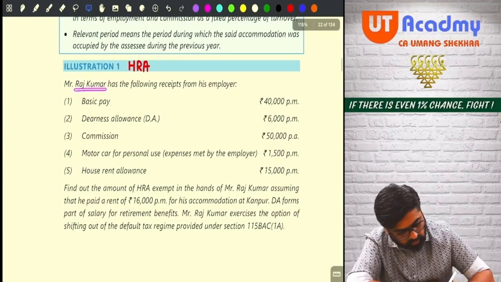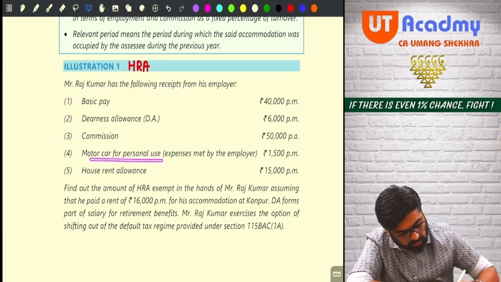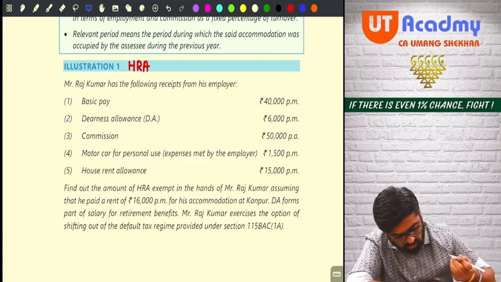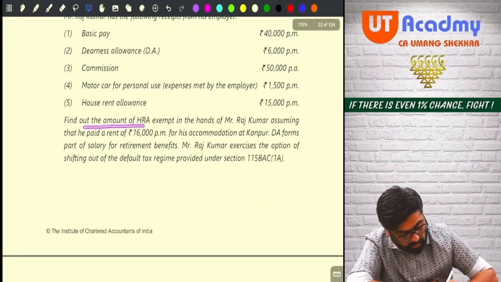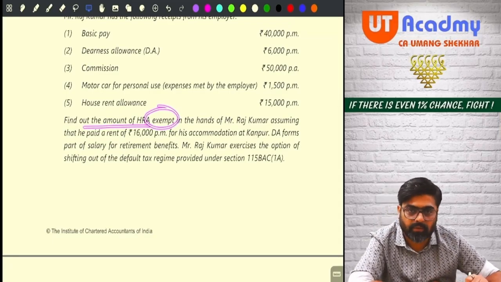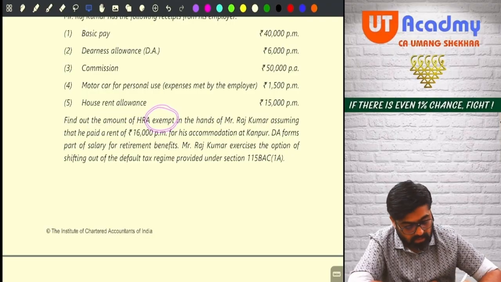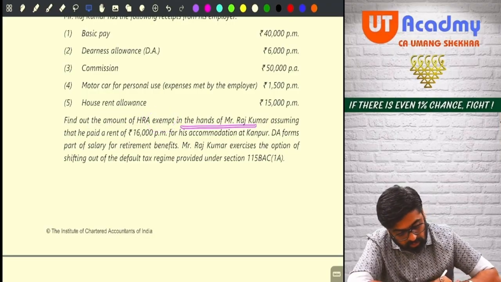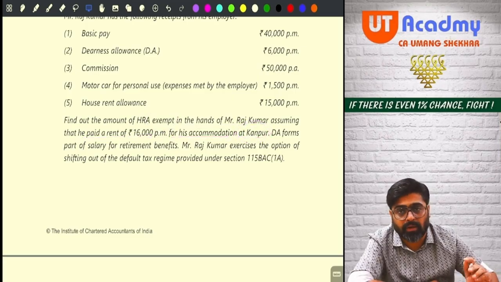Raj Kumar has the following receipts from his employer: basic, DA, commission, motor car for personal use, expenses met by employer. House rent allowance he is getting is 15,000 per month. Now find out the amount of HRA exempt in the hands of Rajkumar, assuming that he paid a rent of 16,000 per month for his accommodation at Kanpur. Kanpur is not a metro city.